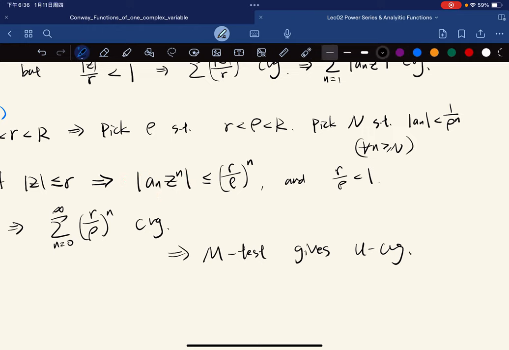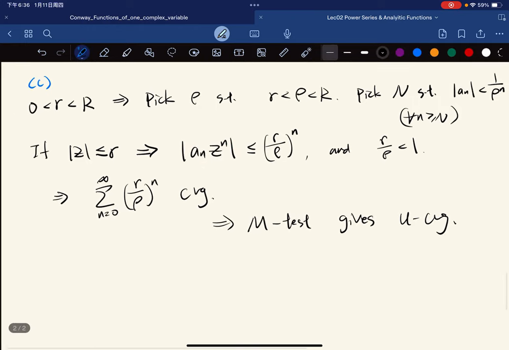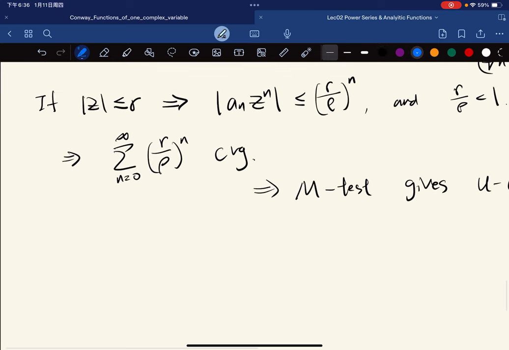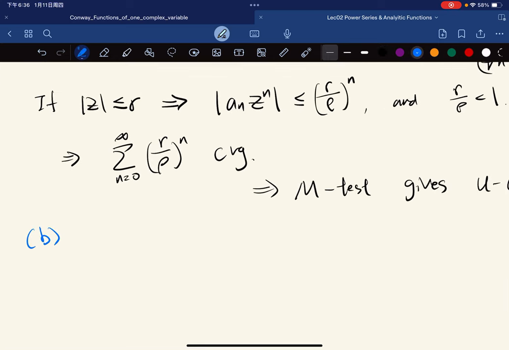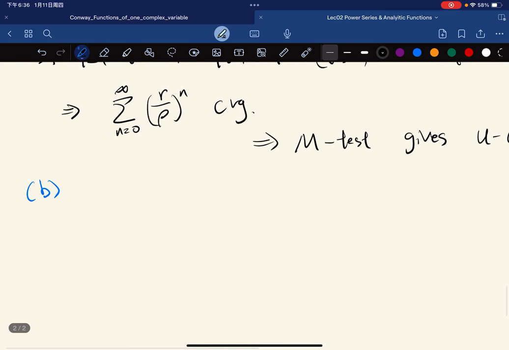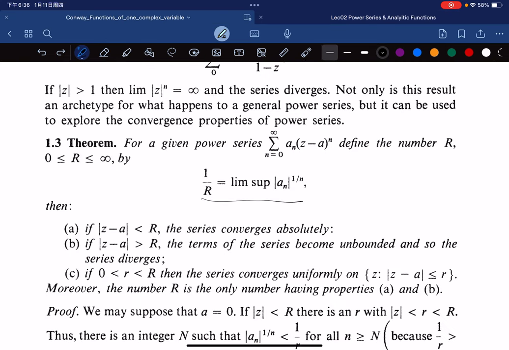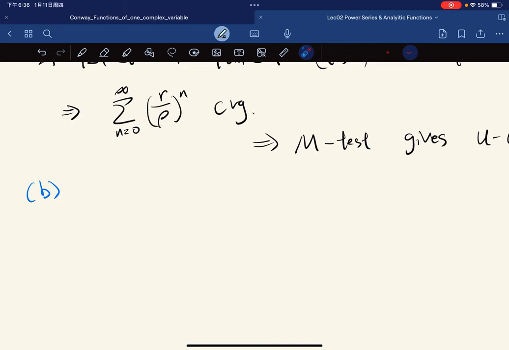Okay. Now we have done A and C. Let's do B. What B says is that if you're outside the radius of convergence, then the terms of the series become unbounded, so it diverges. So we're assuming A is equal to 0, so we just assume that z is greater than R.